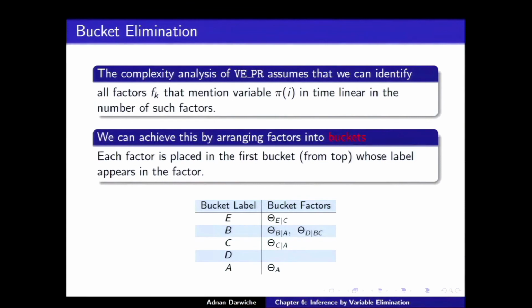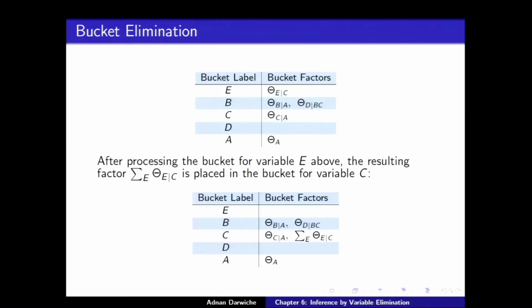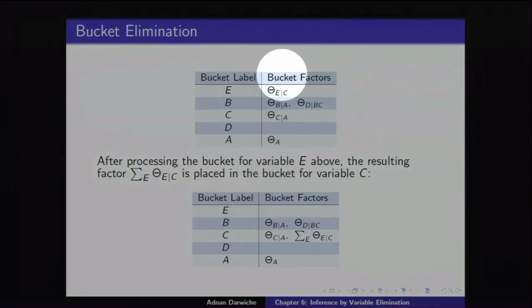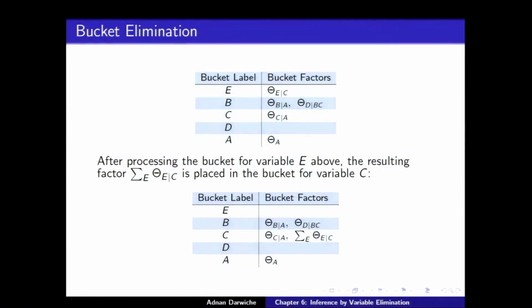That is the B bucket. I multiply the two factors and sum out B. What do I get? A factor over A, C, D. Where does that go? The C bucket. Right? This is the example. Processing the first bucket leads to this guy, which goes into this, and then you keep going. We're good? Okay, one more trick, which is used in this context, but you can use it more generally.